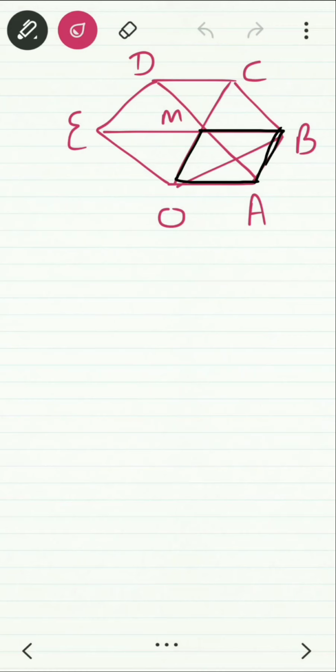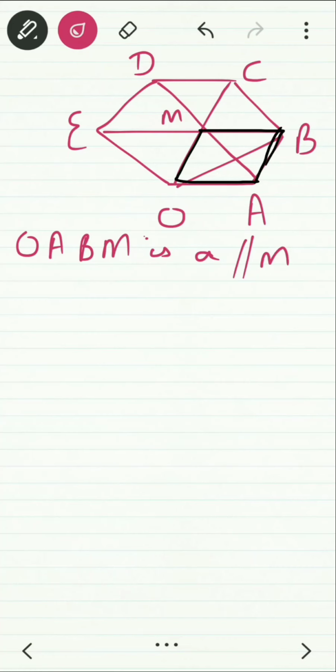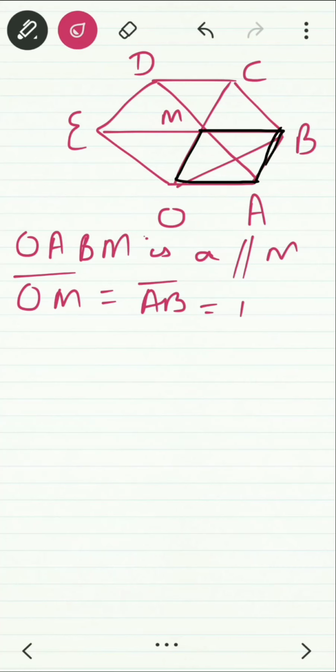Also, we observe that OABM is a parallelogram. You remember this is a short form for parallelogram. So it's a parallelogram, and therefore opposite sides of a parallelogram are parallel and equal. So therefore we have vector OM is equal to vector AB. Now AB was B minus A, so this becomes B bar minus A bar.